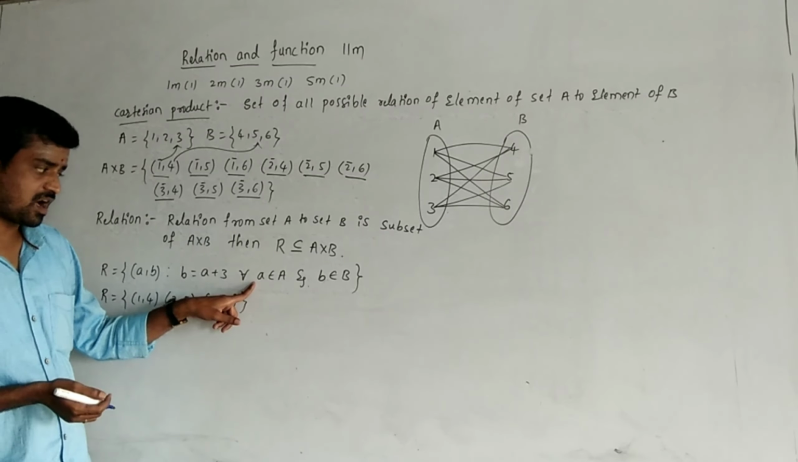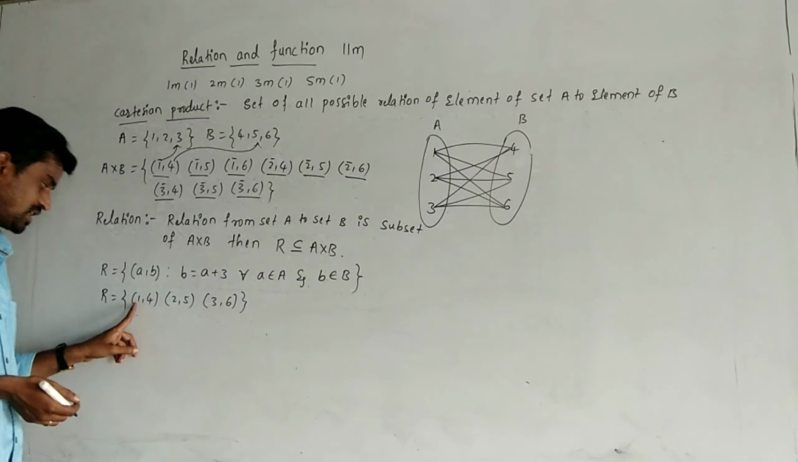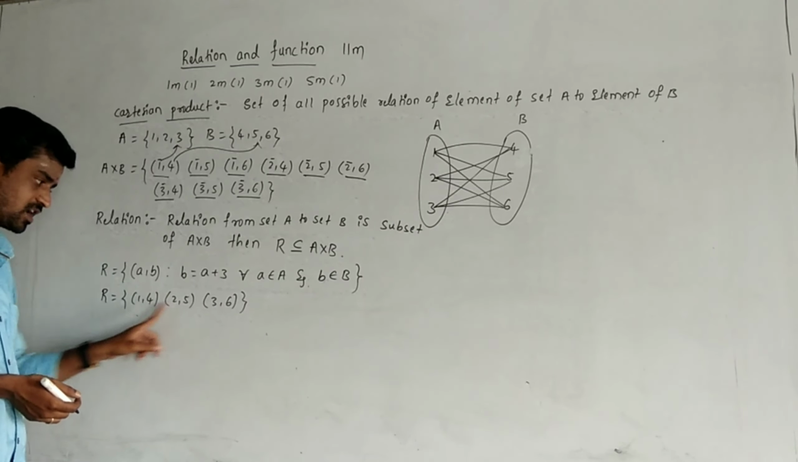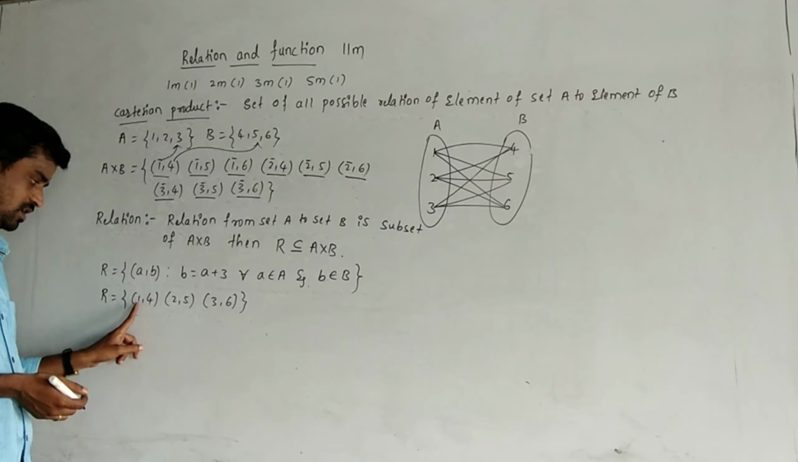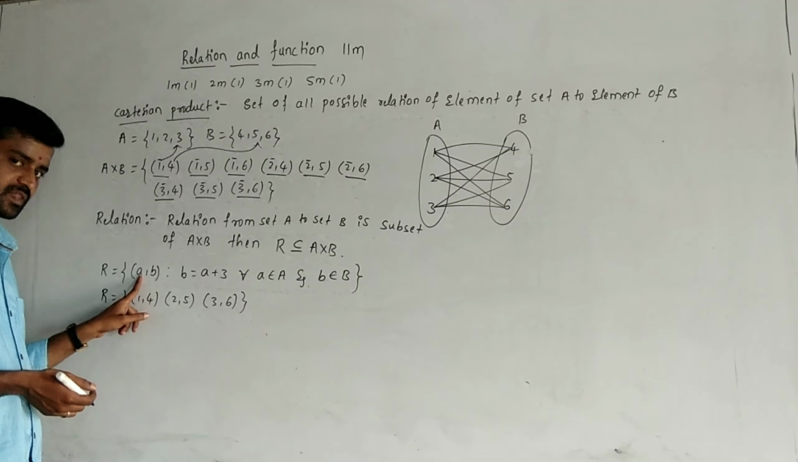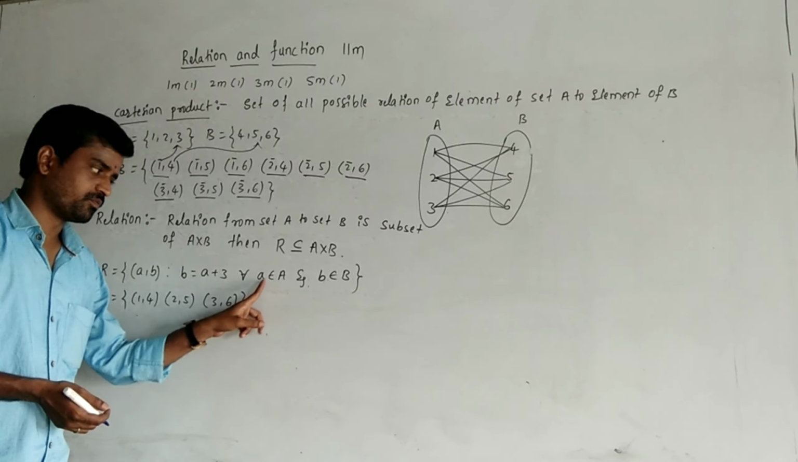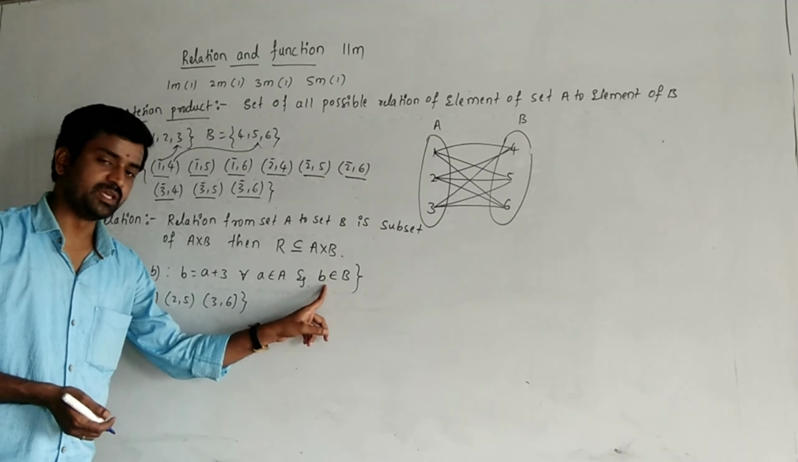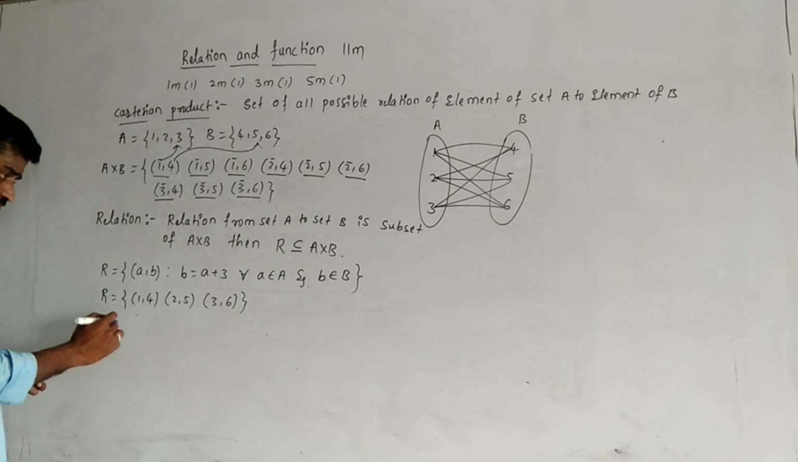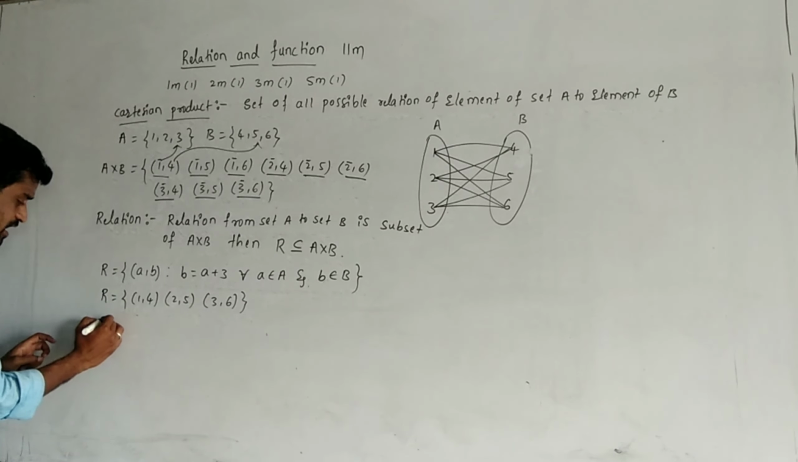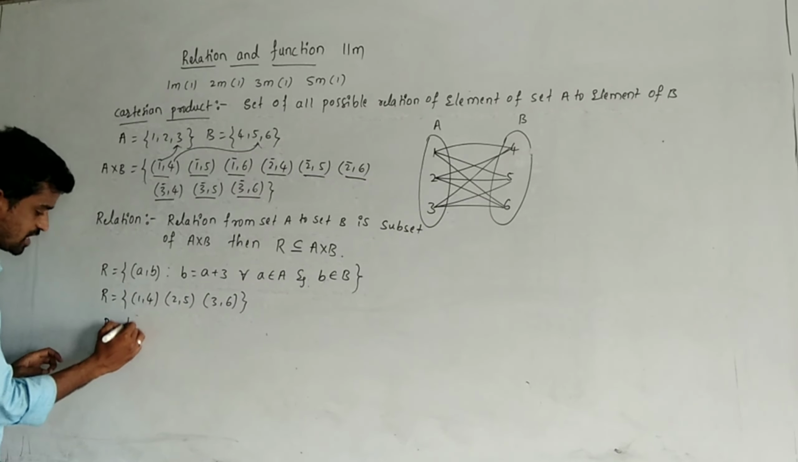See here, for R, A belongs to set A. A comma B is an ordered pair. A comma B, A is 1. A is 1 belongs to set A. B belongs to set B. This one is a relation. Next, see one more relation.